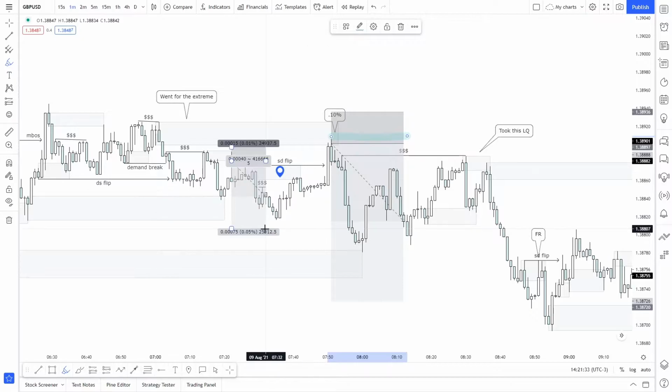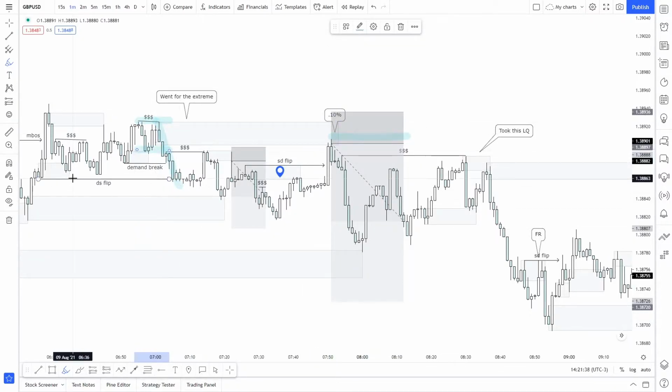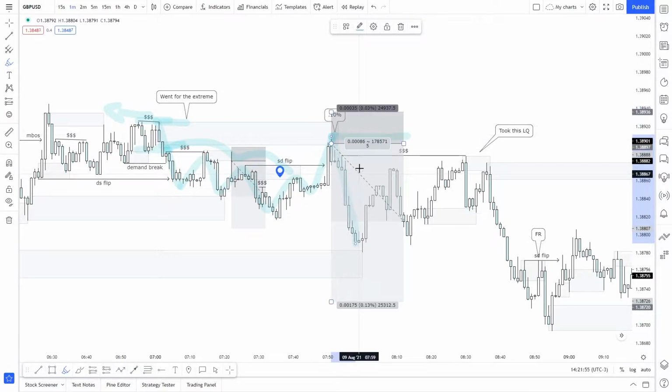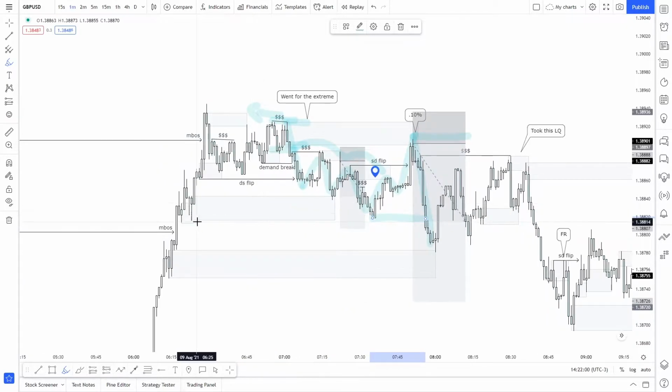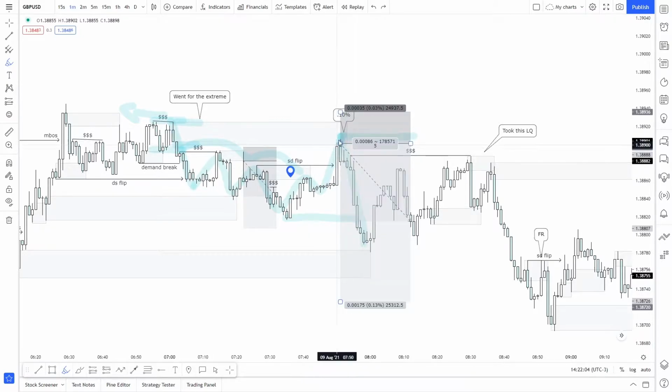Why that high? Because as you can see, we have this area, right, that basically caused demand break, demand to supply flip, and basically after that, price went a little bit further and then came back and mitigated all of the liquidity in the middle and basically tapped this extreme area, right? That basically even comes from mitigation. So after that, we have a very strong move, right, that breaks some major structure. We even have this demand break right here, right, and that was all caused by that extreme.